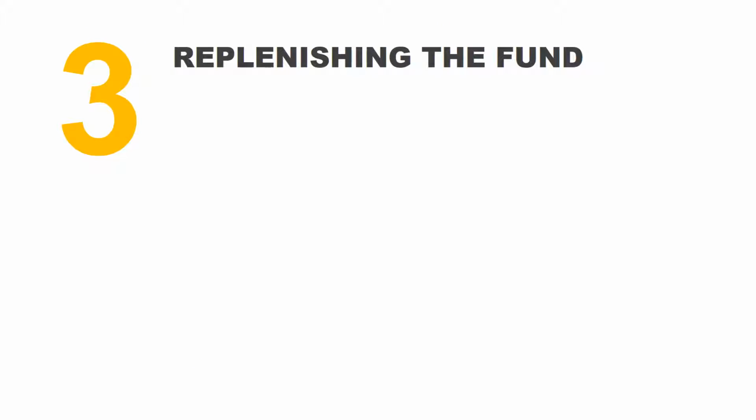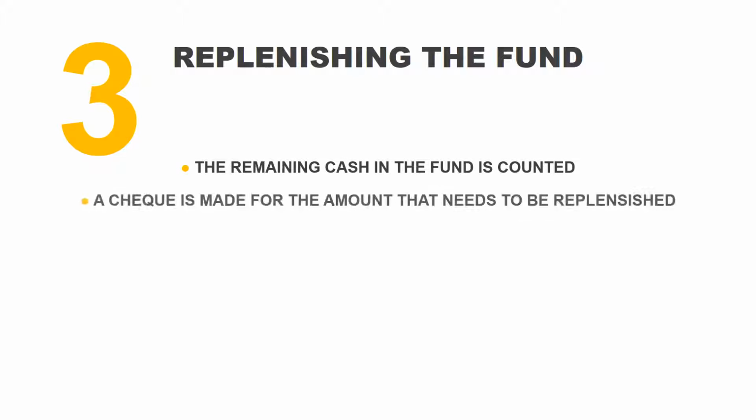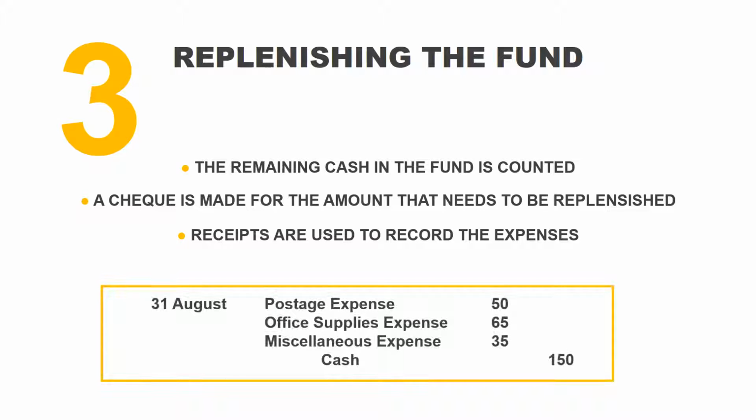The remaining cash in the fund is counted and a check is made for the amount needed to replenish the fund. The receipts are also used to record the expenses to their correct account. The example shows that the fund needs $150 to fully replenish. The company will then need to cash a check of $150 to bring the total cash in the fund back up to $200. As you can see, the receipts have been used to record the expenses to their correct accounts. The cost of the expense accounts reduces the cash account for the amount of the check. This in turn reduces both equity and assets.